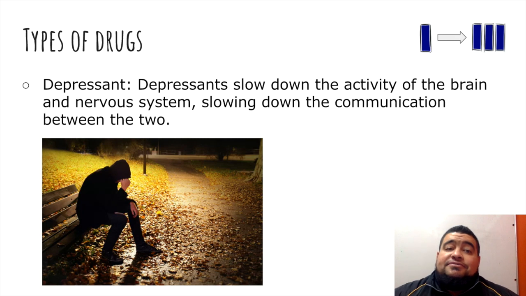So there are different types of drugs. Okay, this one is a depressant. These slow down the activity of the brain and the nervous system, slowing down the communication between the two. Okay, so you make you more lethargic and your reactions a lot slower. I'm sure we could name a few of those.